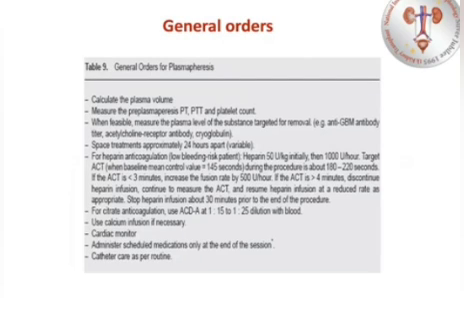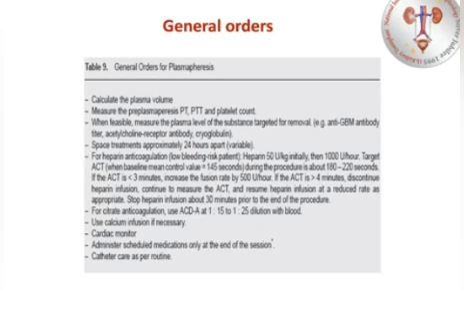So some of the general orders that we should prescribe, when you prescribe a plasma exchange for a patient, is to calculate the plasma volume. The easiest way to do it is to multiply 40 by the body weight, which gives you an approximate estimate of the plasma volume, or there is a formula and it can be done more accurately by the formula. And measure the pre-plasmapheresis PT, PTT, and the platelet count.